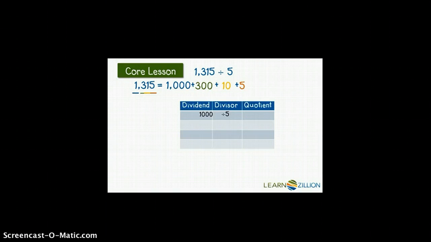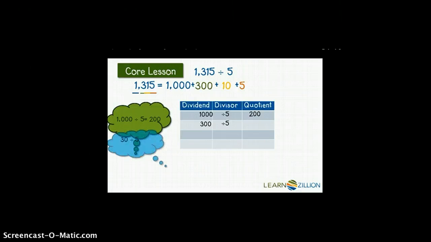Now I'm going to make a chart, and I'm going to handle each one of these as its own division problem. So the dividend of 1,000 divided by the divisor of 5, well, let's think about that. 10 divided by 5 is 2. So 100 divided by 5 will be 20. Then 1,000 divided by 5 would be 200. My next dividend is 300. Well, I know that 30 divided by 5 is 6. So 300 divided by 5 would be 60.